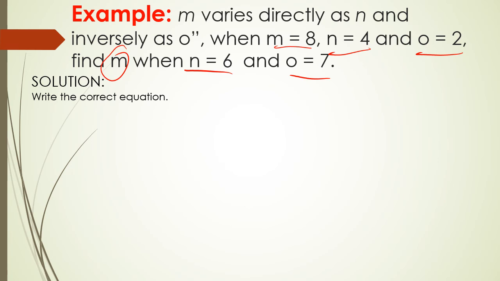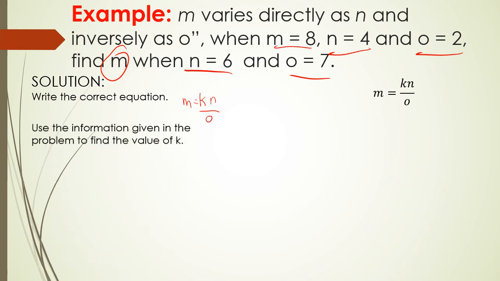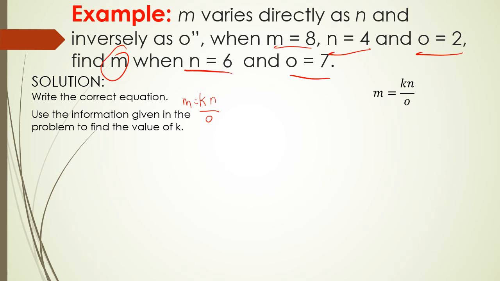M varies directly as N. So, para lang siyang direct. M varies directly as N and inversely as O. So, tingnan natin kung tama. Tama naman. Next, use the information given in the problem to find the value of K. So, pwede na natin ngayon gamitin yung mga information given. So, yung M natin is 8, K ang hinahanap, ano yung N? That is 4 over 2. So, let us check. Okay. Next.